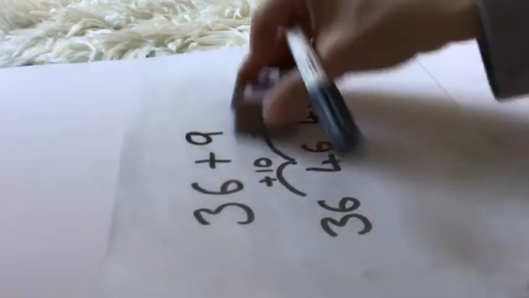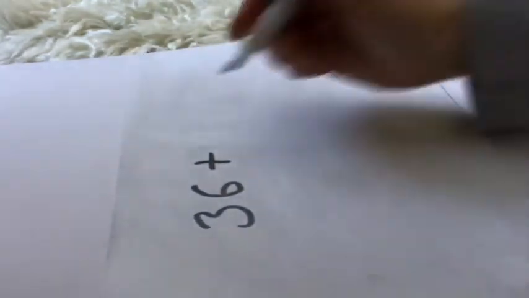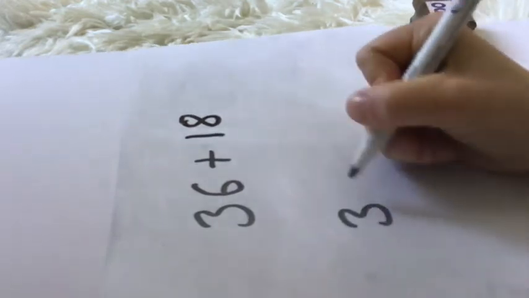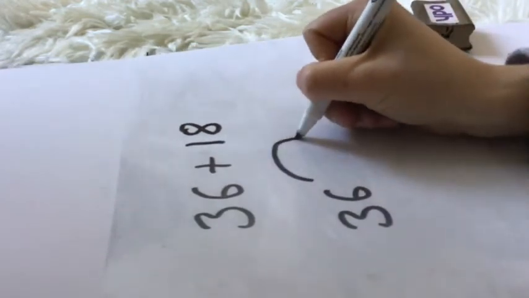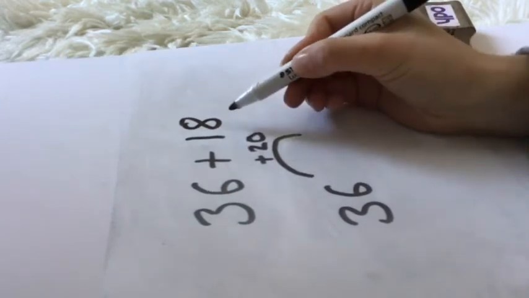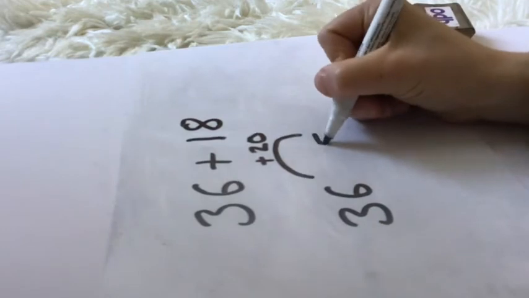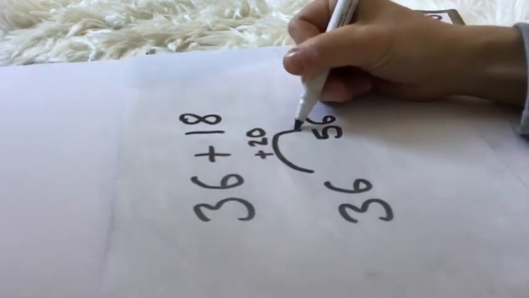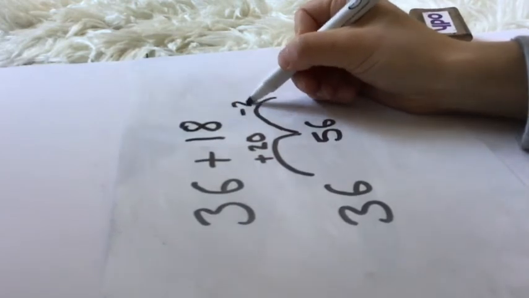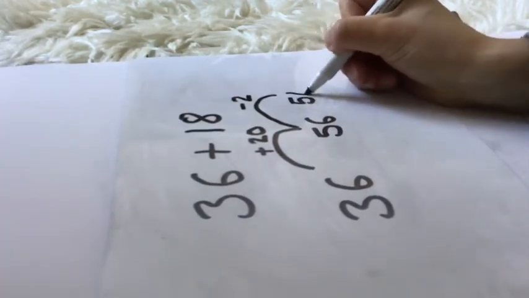Let's try this with a 2-digit number. So I'll keep 36 and this time we'll make it 18. So I do 36. This time I could add 20 because 18 is very close to 20. So 36 add 20 is 56. This time I've added 2 too many, so I need to take 2 off. So 56 take away 2 is 54.